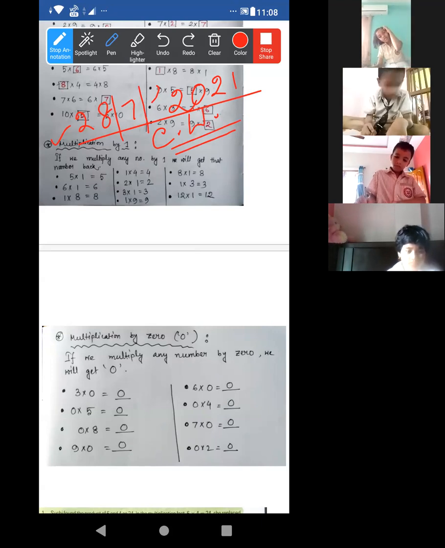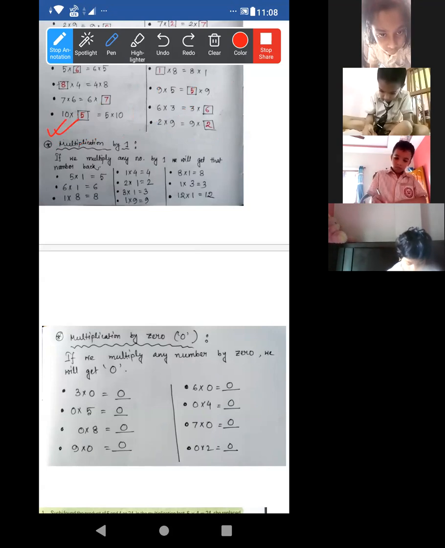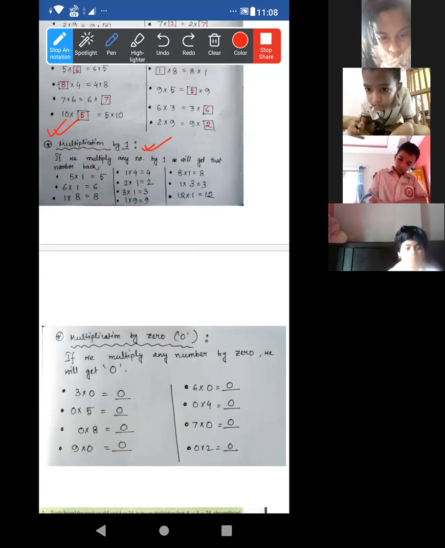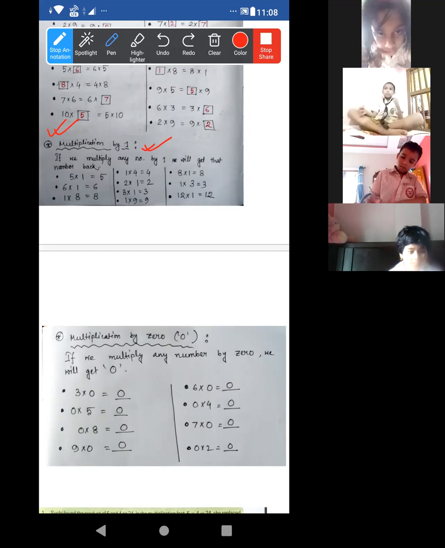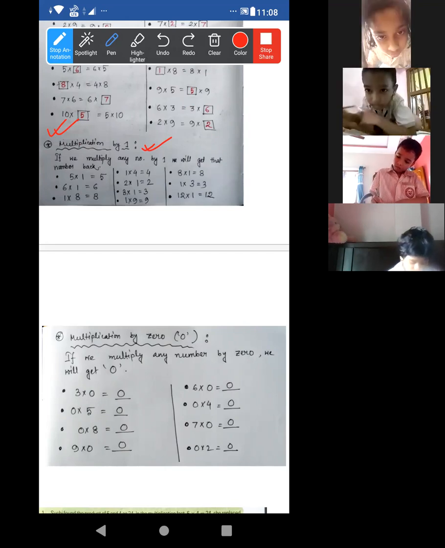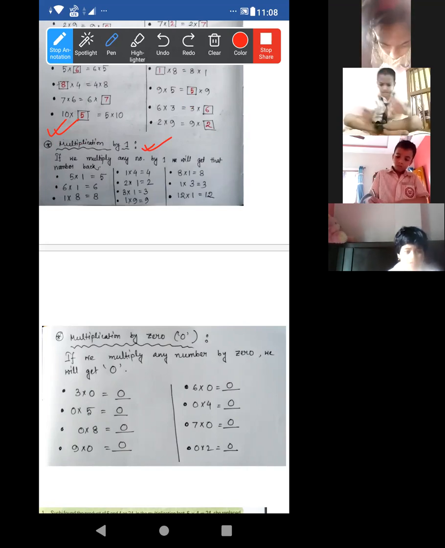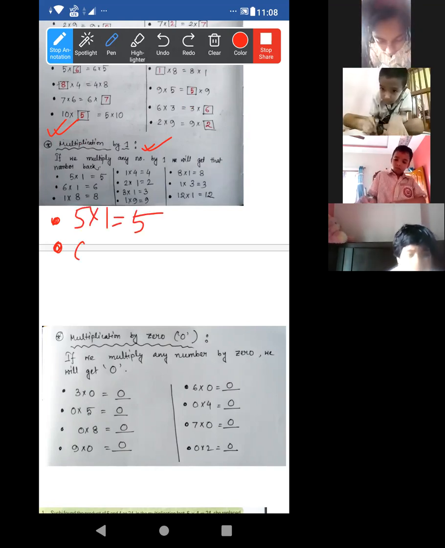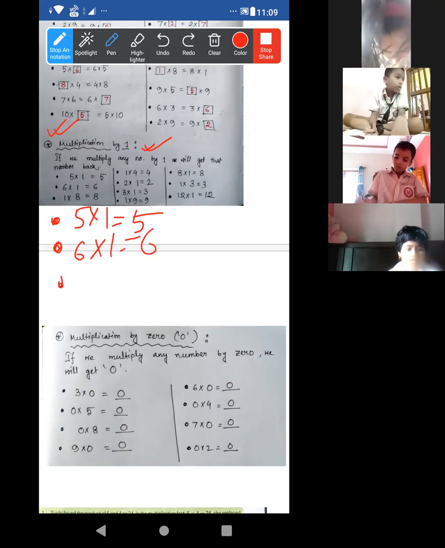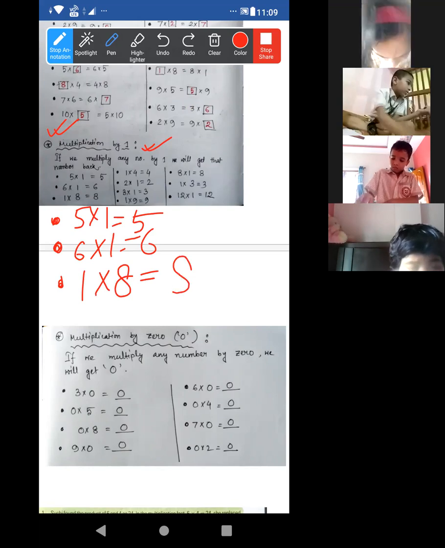Now this one. From this one start. Multiplication by 1. That means what? Already I explained. If we multiply any number by 1, we will get that number back. Okay, and here are some examples. Just make some bullets and write in this way. Okay, look, we have written 5 into 1 is equal to 5. Then 6 into 1 is equal to 6. Then 1 into 8 is equal to 8. As I explained, 1 will get vanished.